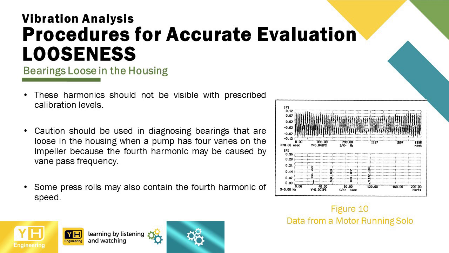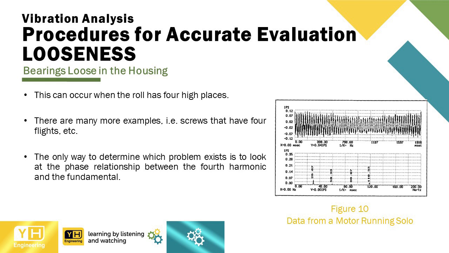Caution should be used in diagnosing bearings that are loose in the housing when a pump has 4 vanes on the impeller, because the fourth harmonic may be caused by vane pass frequency. Some press rolls may also contain the fourth harmonic of speed. This can occur when the roll has 4 high places. There are many more examples, such as screws that have 4 flights, etc.